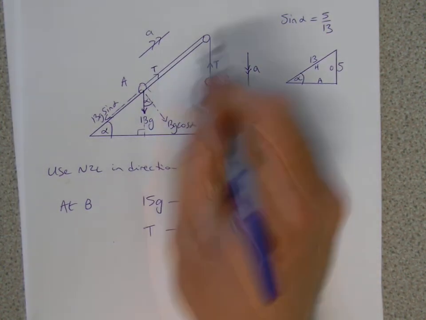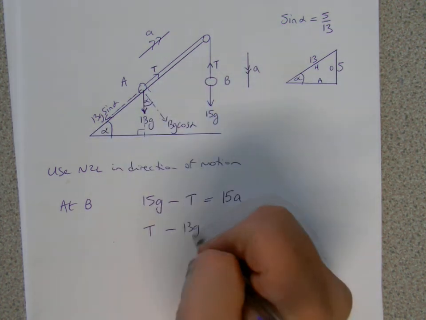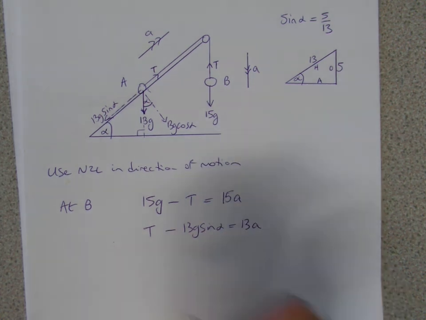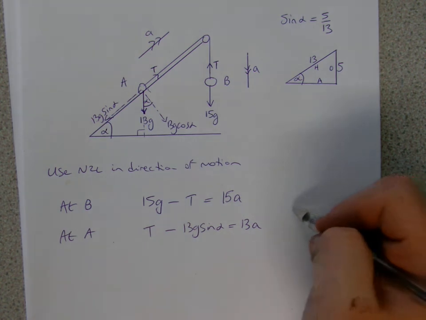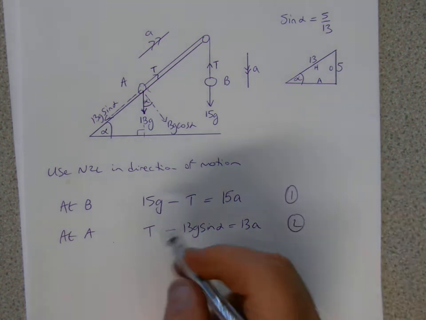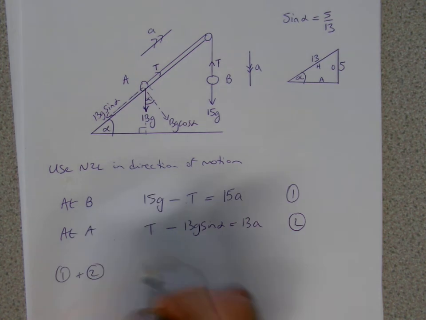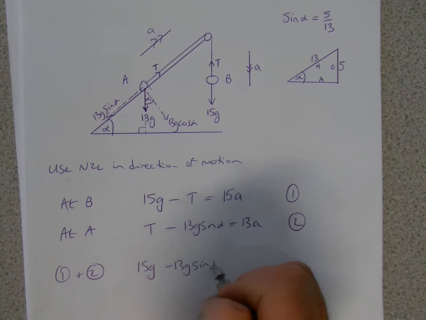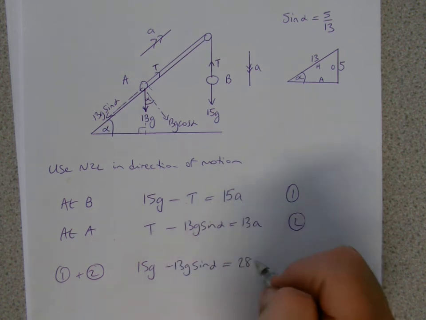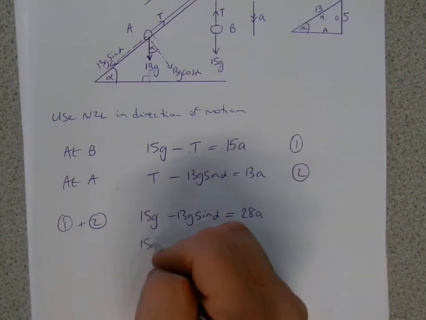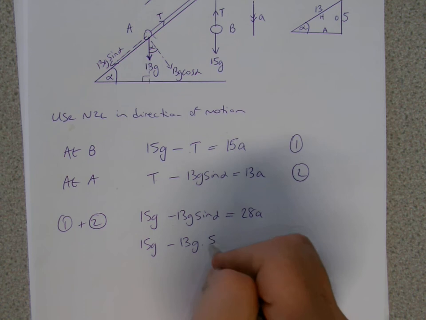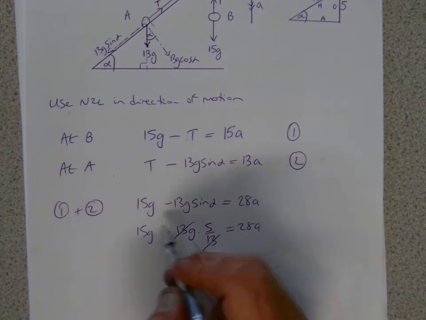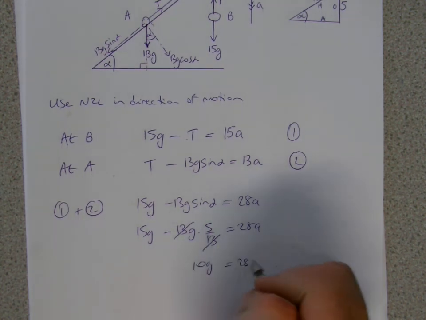So we have T pulling upwards, take away the 13g sine alpha, and that will equal mass times acceleration, so 13 times a. Then with these two equations, 1 and 2, I need to add them. If I add them, the T's cancel, so the 15g minus the 13g sine alpha, and these two added will be 28a. Now sine alpha I know is 5/13ths, it's given to me. So the 13s cancel, and I end up having 15g take away 5g is 10g, equals 28a.